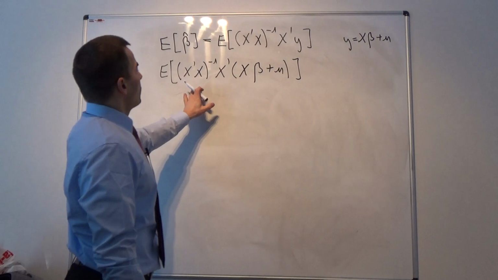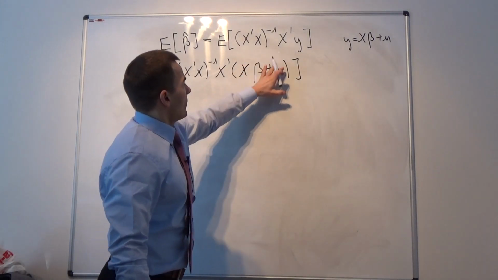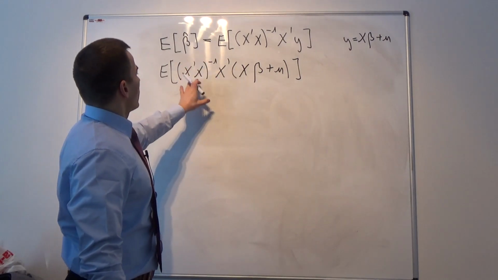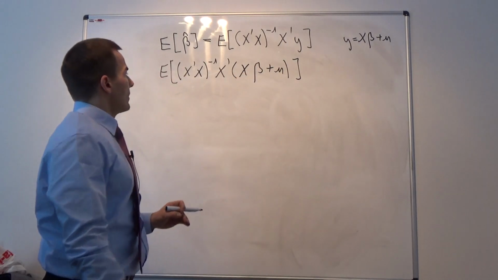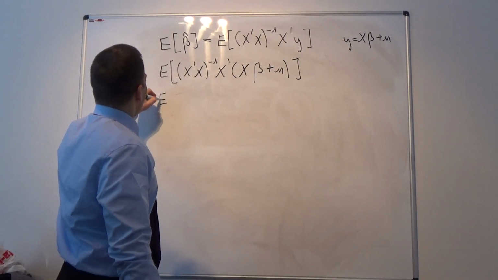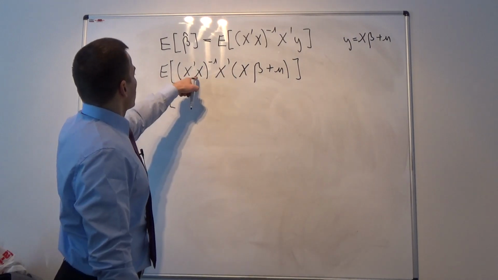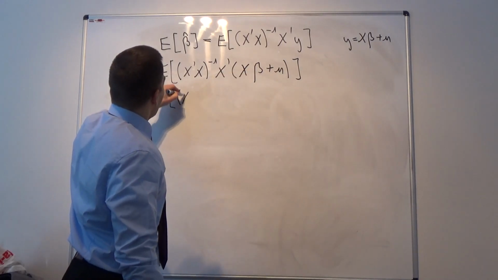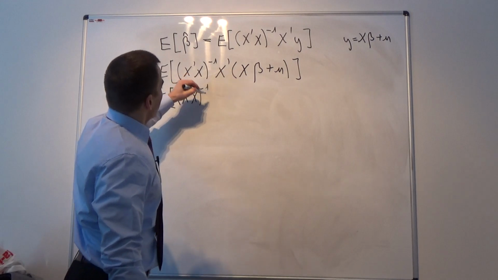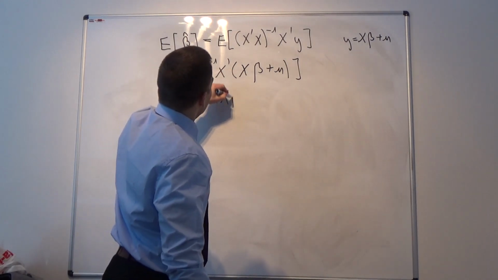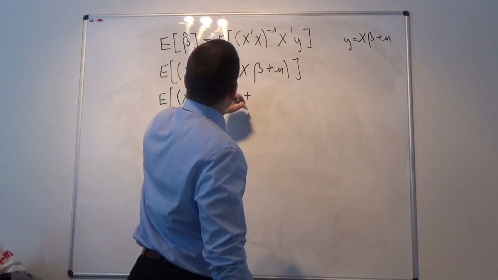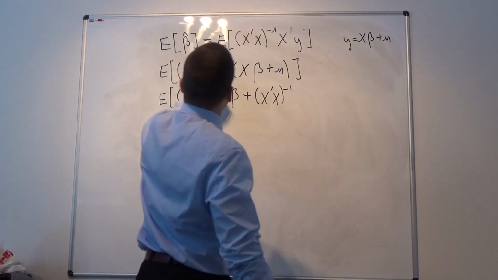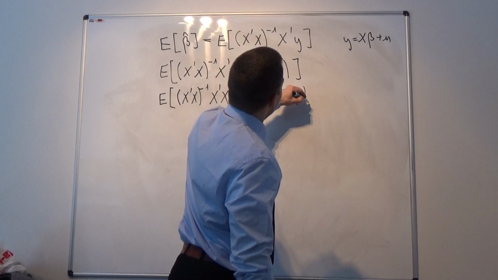What we can do next is multiply out what is in the parentheses. We have to multiply the term before the parentheses with each element in the parentheses. So we get the expectation of X transposed X inverted times X transposed X times beta, plus X transposed X inverted times X transposed times u.